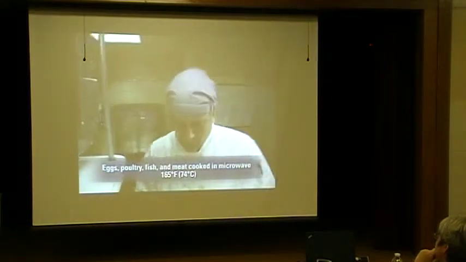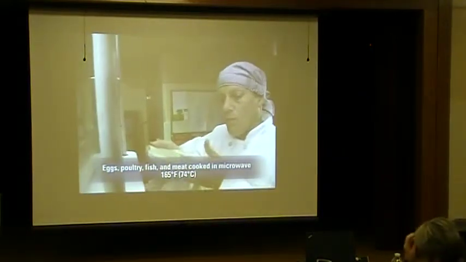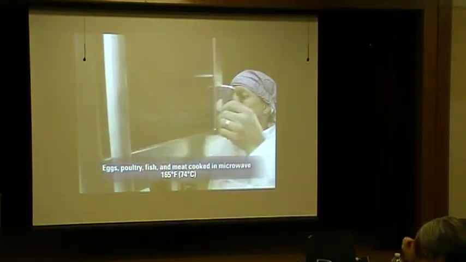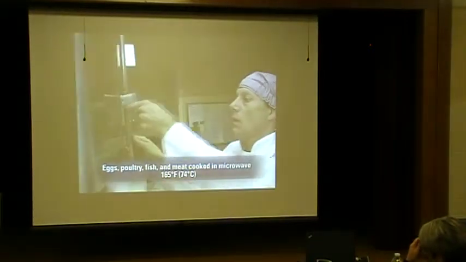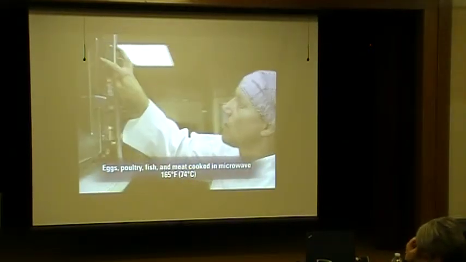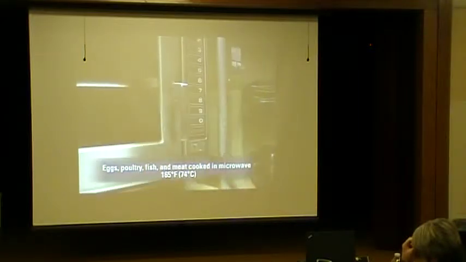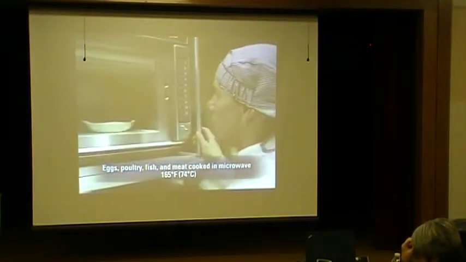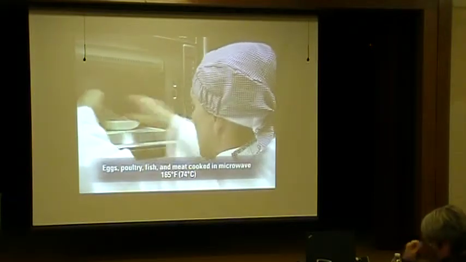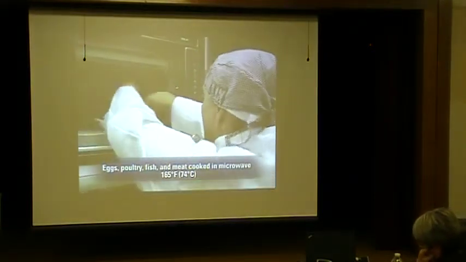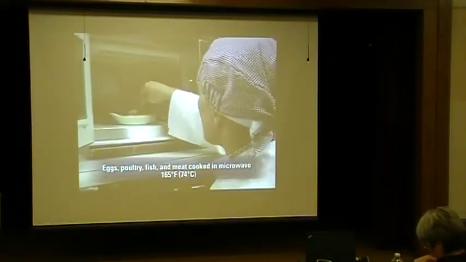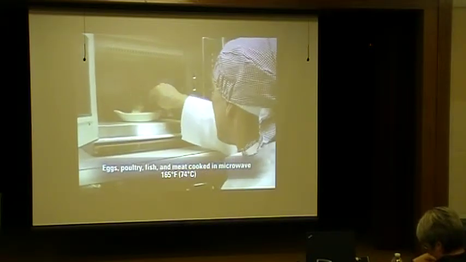When you're cooking food that needs time and temperature control for safety, like eggs, poultry, fish, and meat in the microwave, its minimum internal temperature should be 165 degrees Fahrenheit, 74 Celsius. Be sure to cover the food and rotate or stir it halfway through cooking. And after cooking, let it stand at least 2 minutes to let the temperature even out.